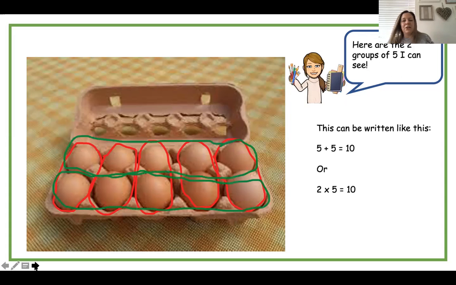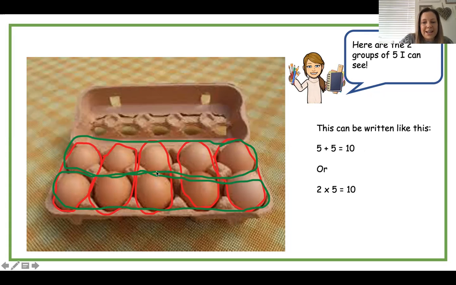Right, so on here, look, I've now decided in a different colour, I've looked at the rows. And so I can see that one row of 5 eggs and another row of 5 eggs. Okay, so it can be written as a repeated addition sentence, which is just going to be 5, add another 5, and that equals 10.